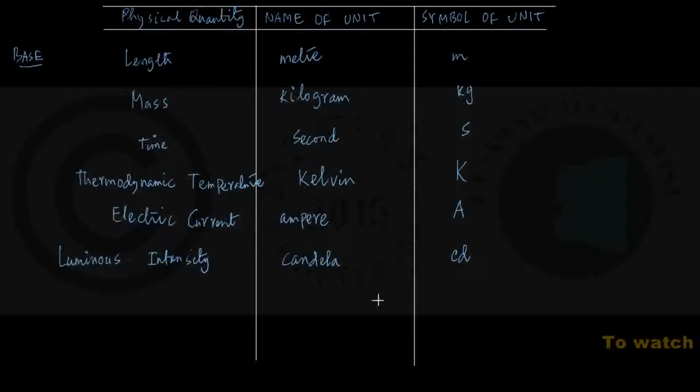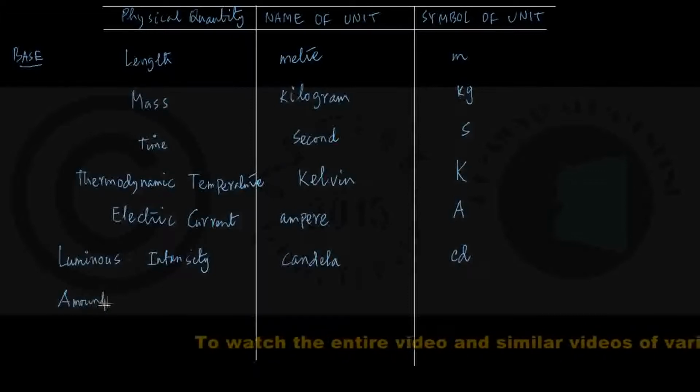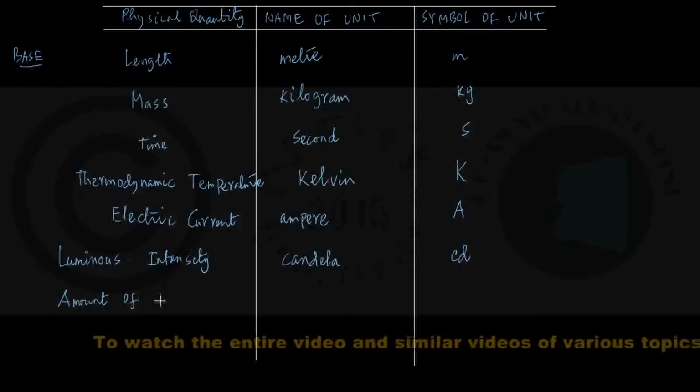And finally, the seventh base quantity is called amount of substance. This is amount of substance.